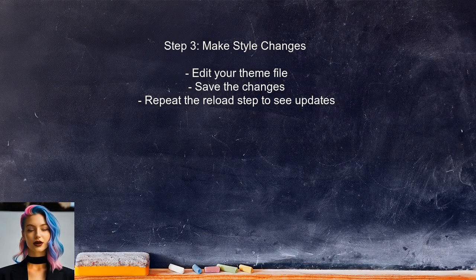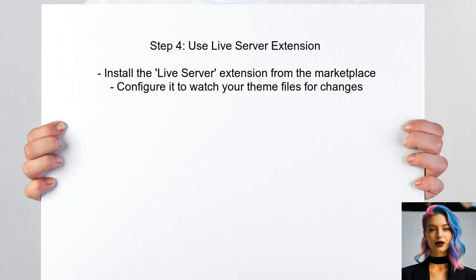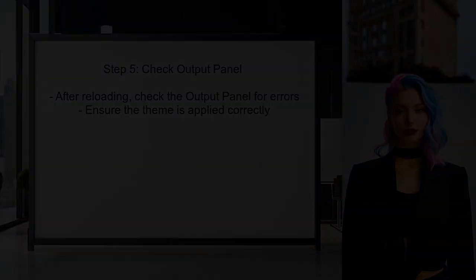After reloading, the user can make their style changes in the theme file. Once the changes are saved, they can repeat the reload step to see the updates immediately. For a more automated approach, the user can also consider using the Live Server extension. This extension allows for real-time updates without manual reloading. Finally, the user should remember to check the output panel for any errors after reloading. This will help ensure that the theme is applied correctly without issues.